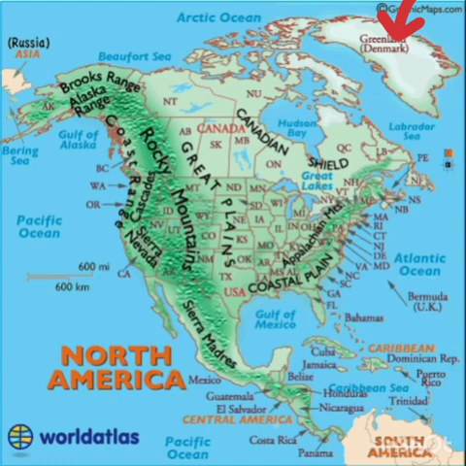Then Greenland, it is totally controlled by Denmark. The Great Lakes are found between Canada and the USA. North America has the greatest inland waterways in the world.